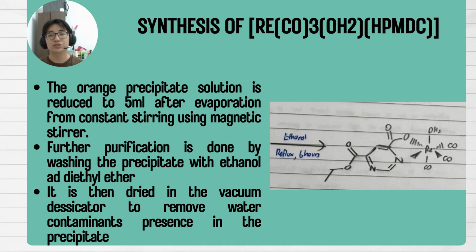After the filtration process, we will also reduce the solution to 5 ml by constant stirring using a magnetic stirrer, which promotes evaporation. After that, we will cover it with a parafilm and put it on the shelf overnight to promote evaporation. The next day, we will do further purification, but we will wash the precipitate using ethanol instead of DCM because they are soluble in ethanol. Hence, we will use ethanol and diethyl ether for the washing process. After washing, we will dry in the vacuum desiccator in order to remove the water contaminants that are present in the precipitate or even the complex compound.